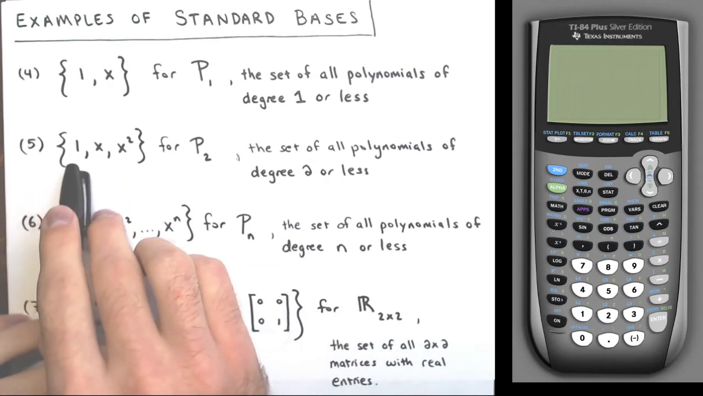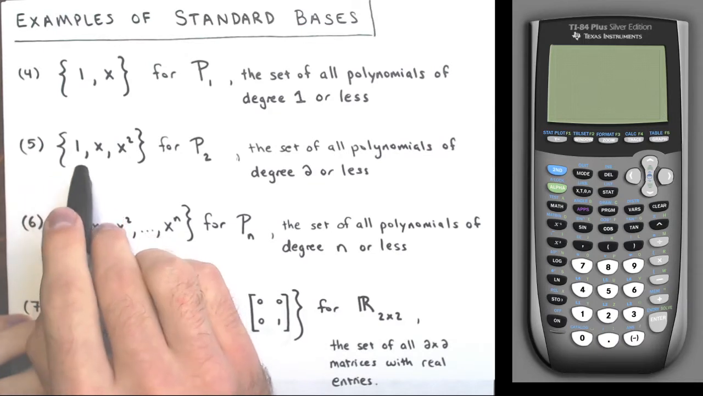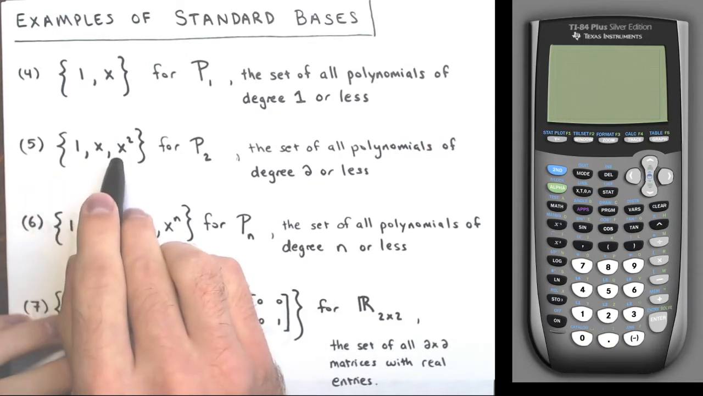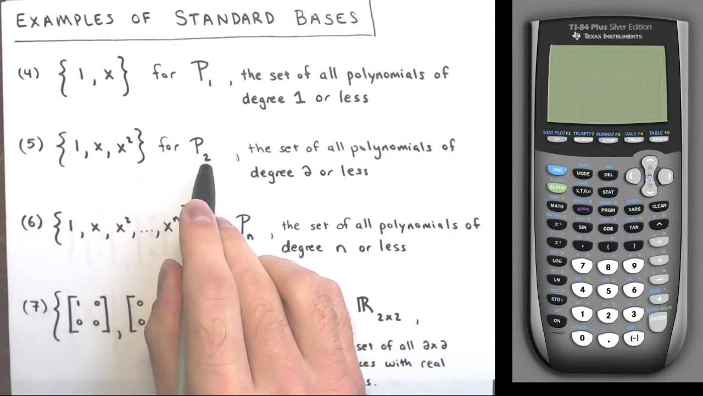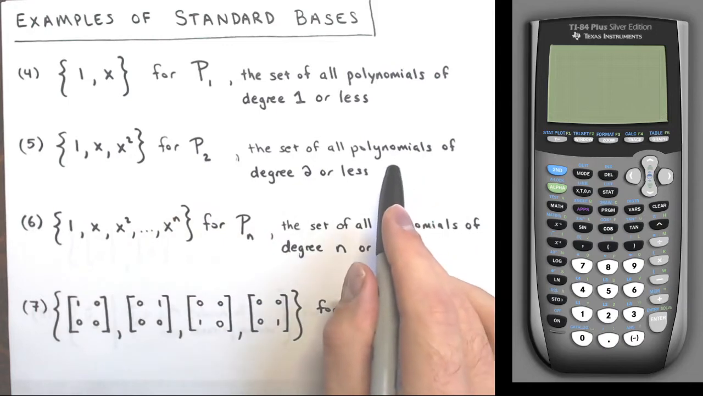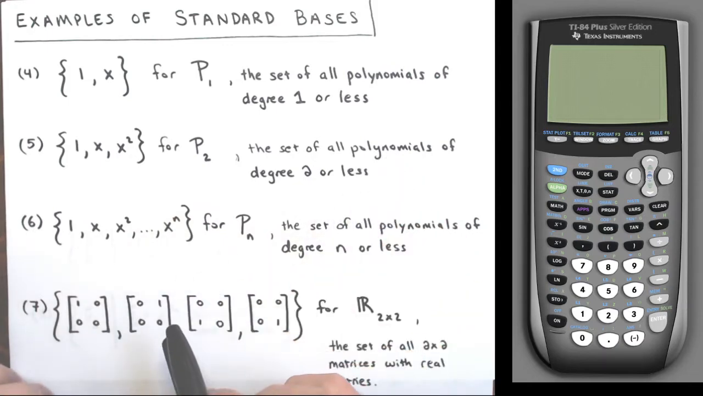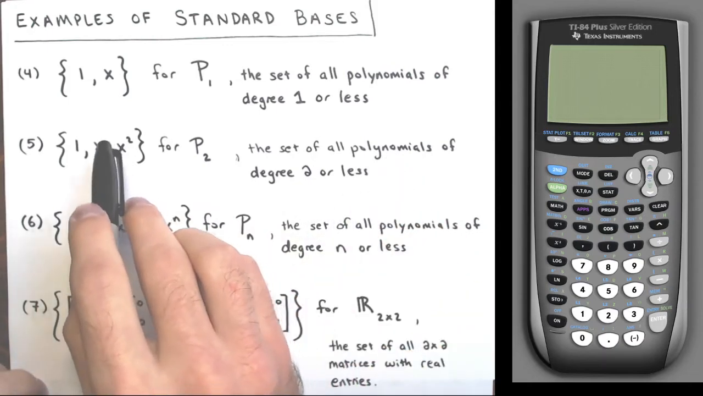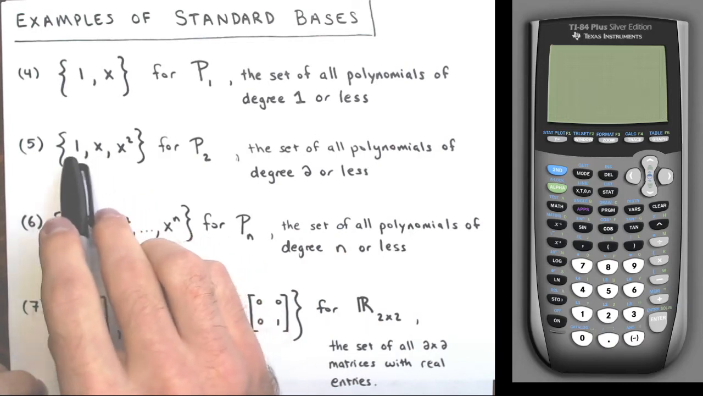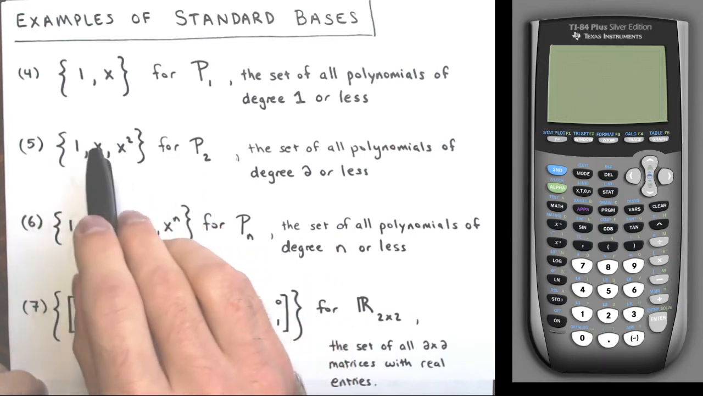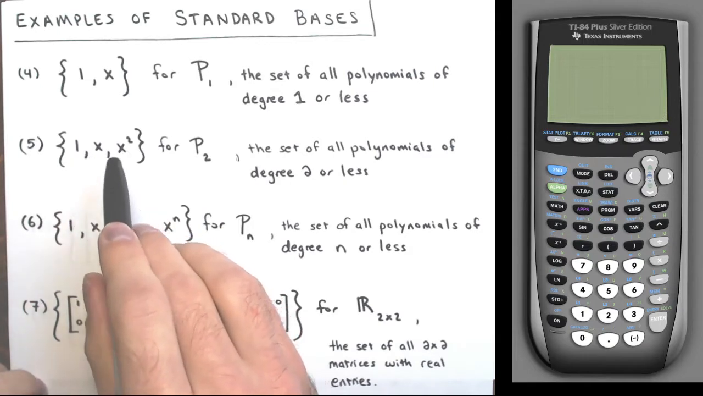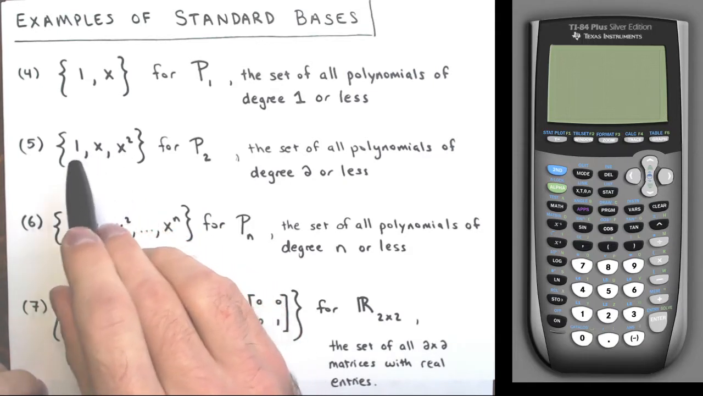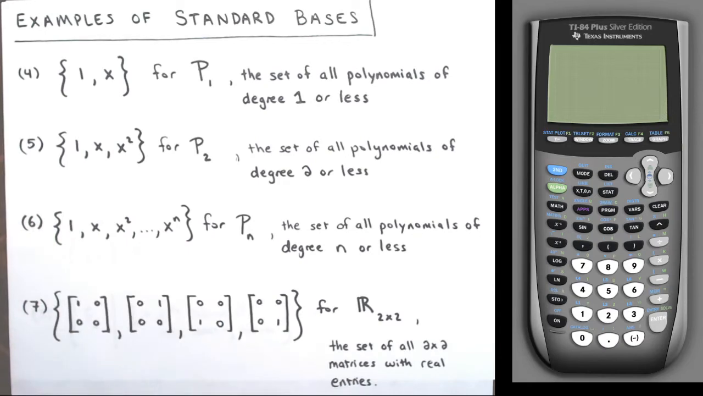Number 5 here, the set with 1, x, and x squared is the standard basis for P2, which is the set of all polynomials that are degree 2 or less. Right, something times x squared plus something times x plus something times 1. Every vector in here is a linear combination of these three, and these three are independent, because I can't write one as a linear combination of the other two.